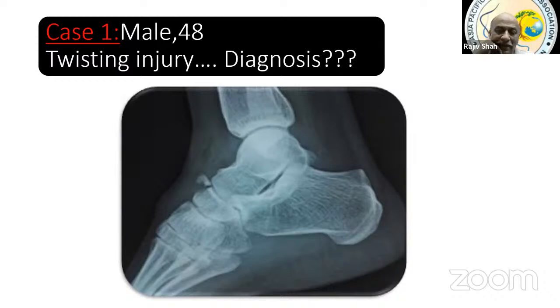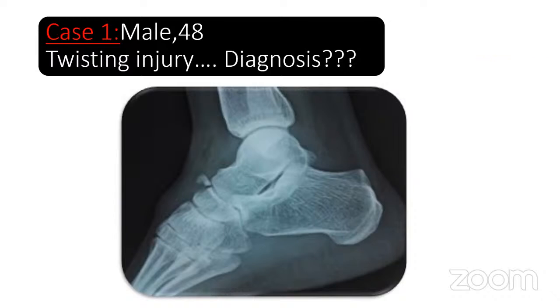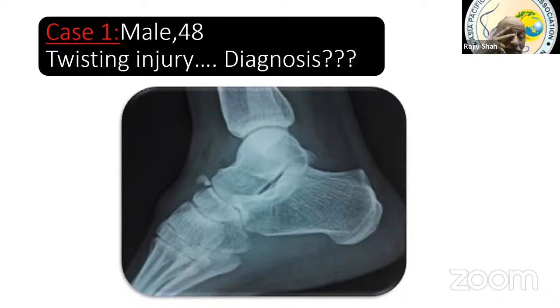Okay. And would you think that you would be able to fix this with a screw? That is a fragment-specific plate, which will position the plate in such a way that it will act like a buttress over the fragment. Suppose you're not able to fix this fragment, then?